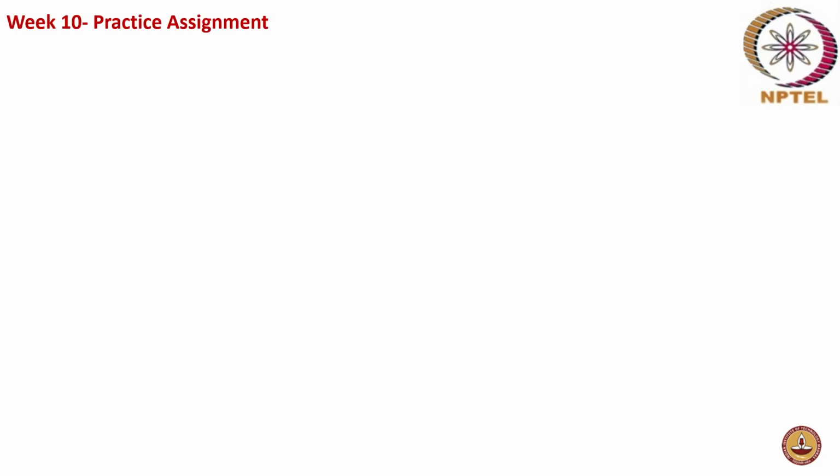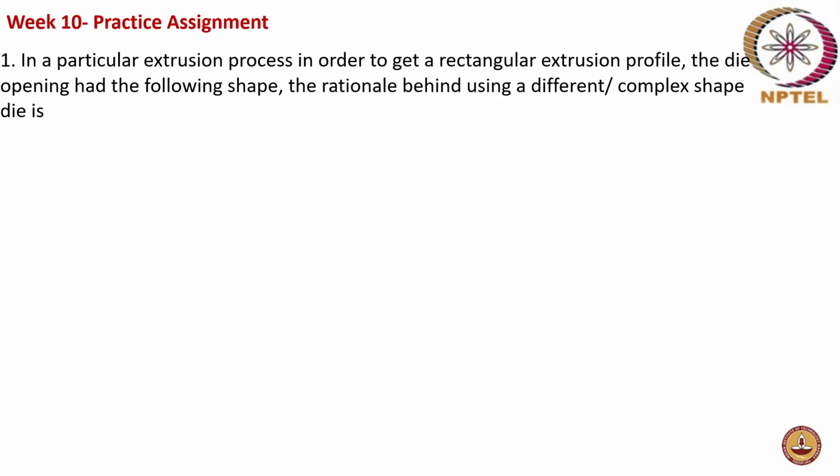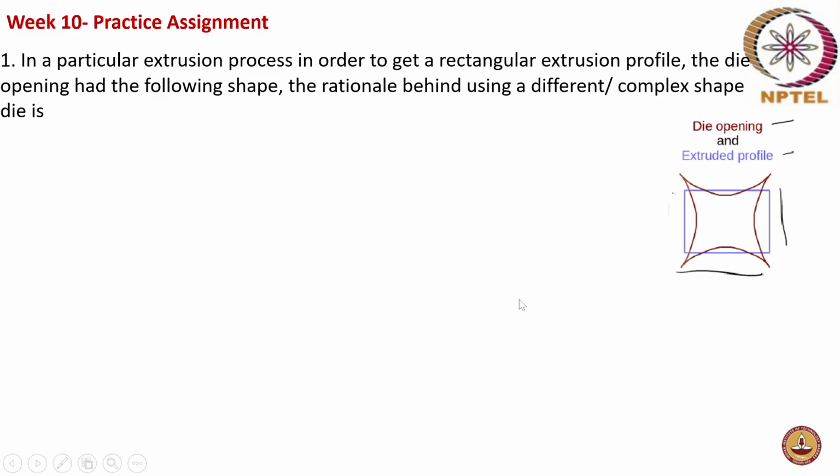Now let's get on to the practice assignment session. First question is, in a particular extrusion process, in order to get a rectangular extrusion profile, the die opening had the following shape. The violet color indicates the extruded profile, the profile of the product material. The shape of the product was rectangular, but the shape of the die was complex. It is not rectangular, as you can see, it is of a complex shape.